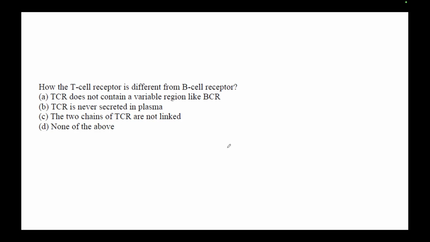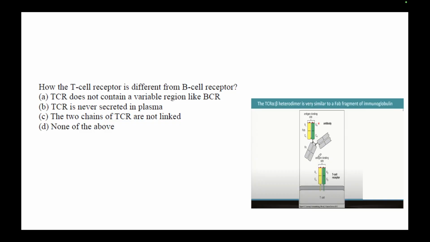TCR has a variable region. Yes. Yeah. If you remember the image, BCR is nothing but the antibody. So the B cell receptor has a variable region. Similarly, the T cell receptor also has a variable region. So this is not true.